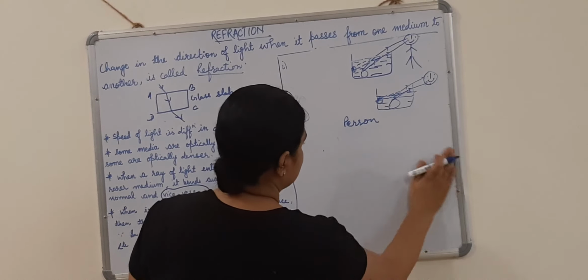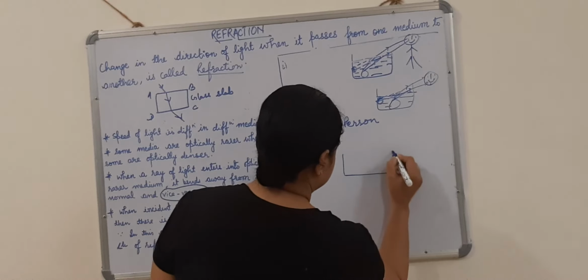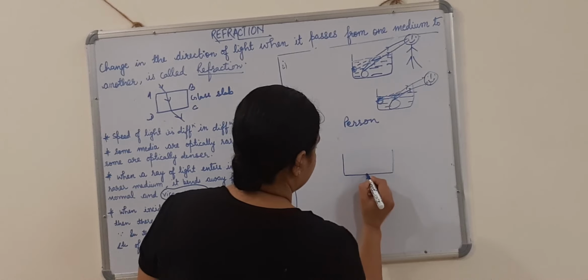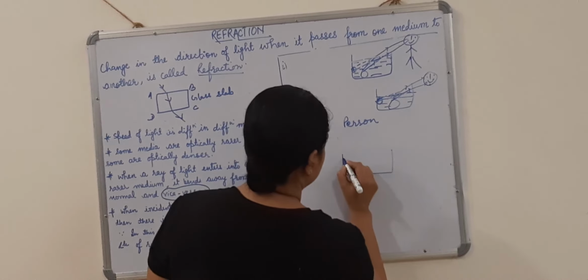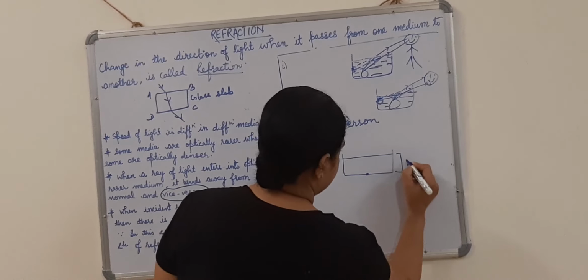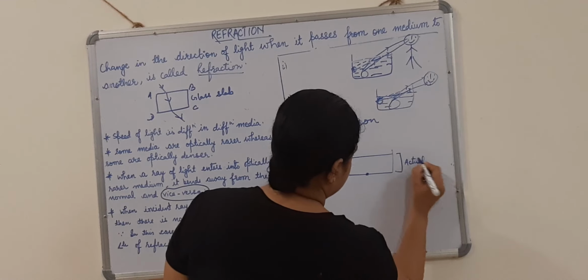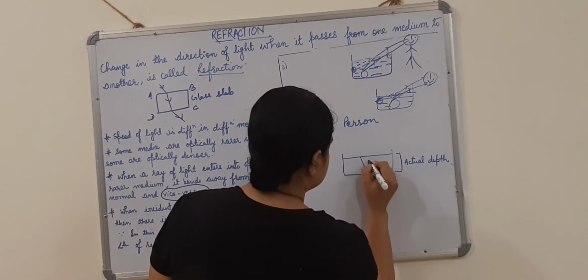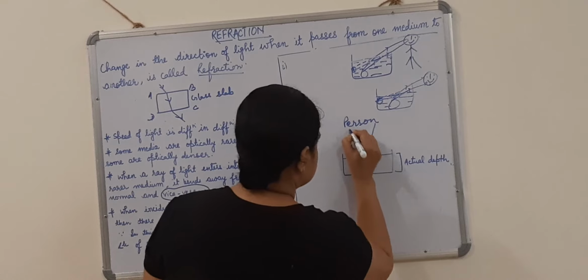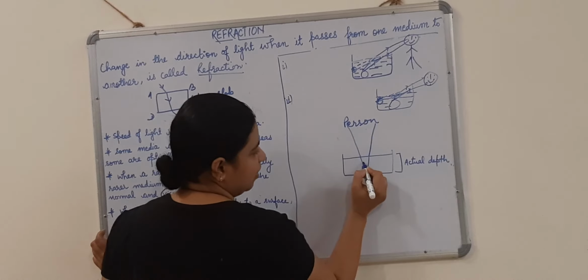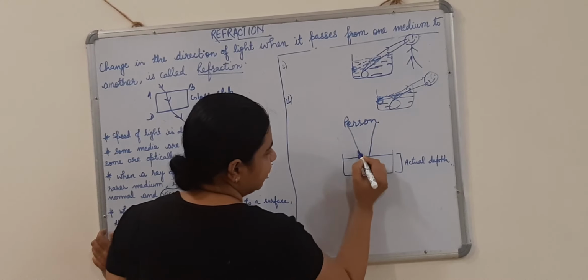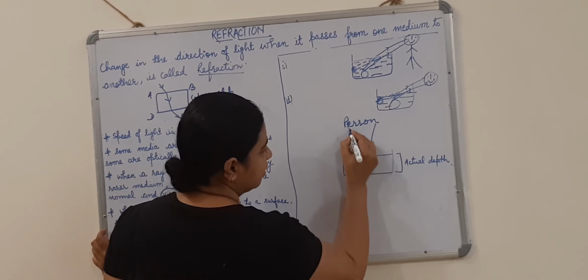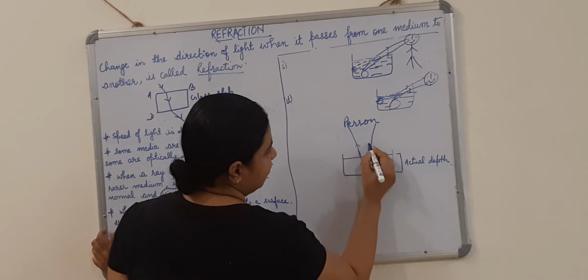Let me draw again. Person is standing here. This is the actual depth of the pool. Now, the light rays will move like this from this area and reach the person like this. But these light rays do not go straight, they bend away from the normal. The angle has become different, wider.